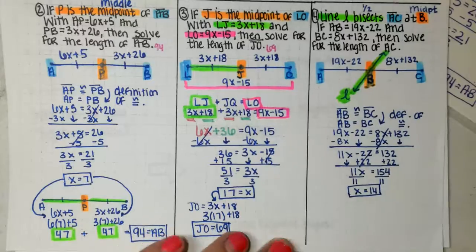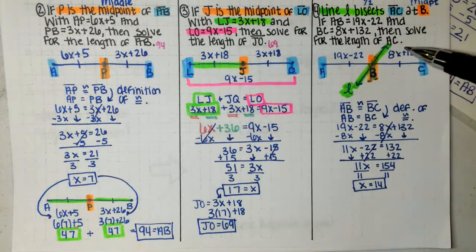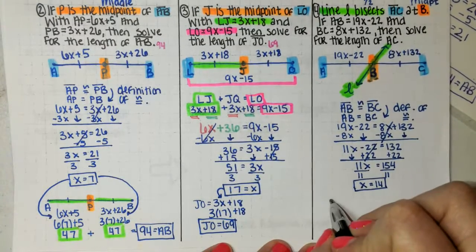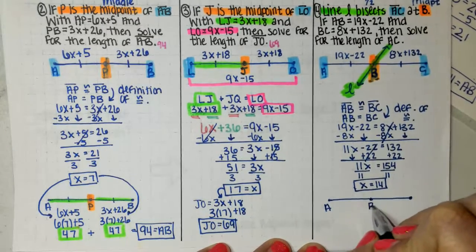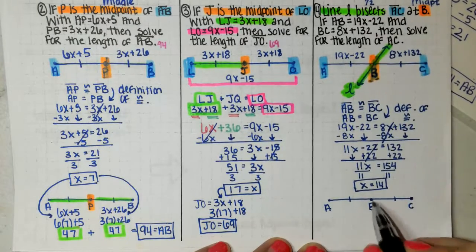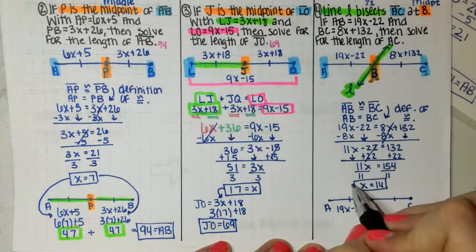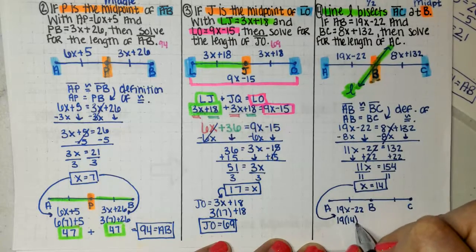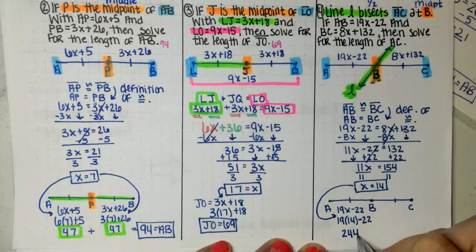Now, that's all fine and well, but again, that's not the goal of our question. The goal of our question is to solve for the length of AC. So we're going to do exactly what we did down here. I'm going to redraw that picture, or if you've got room, you are more than welcome to go back up to the top and kind of fill it in up there. Totally fine. So AB is 19x minus 22. I know that x is 14, so I'm going to plug it in. 19 times 14 minus 22 is 244.